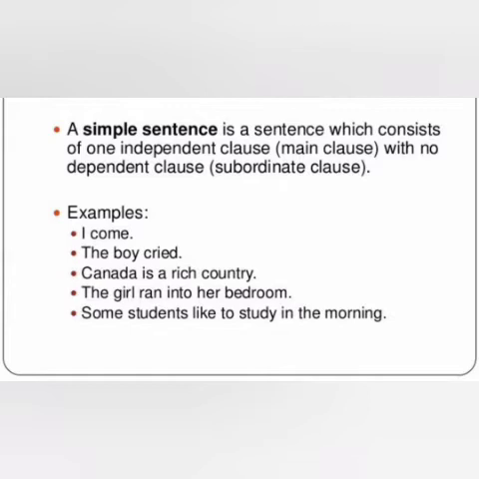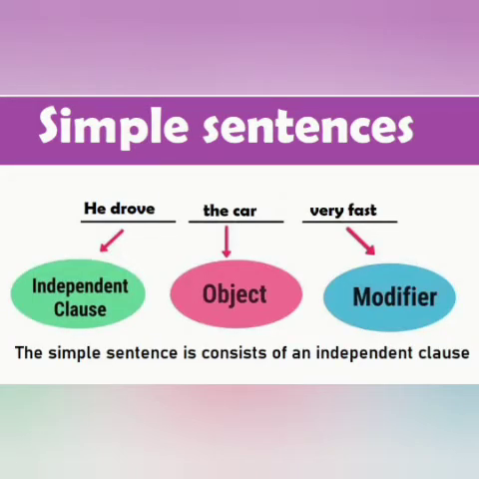So, once again, in a simple sentence, there is a subject and a predicate which consist of one independent clause with no dependent clause. We have one example on the screen: he drove the car very fast. The independent clause is he drove, then the object is the car, and very fast is the modifier. It consists of an independent clause. Independent clause means it has a meaning in itself. It doesn't need any dependent clause to complete its meaning.